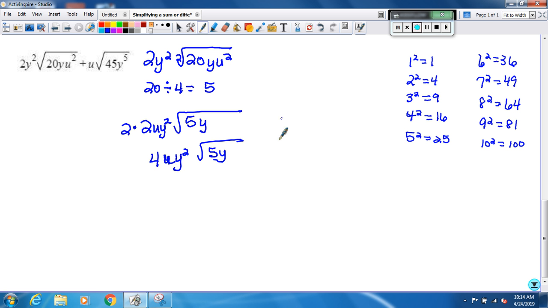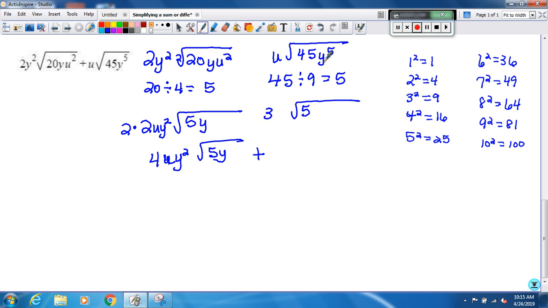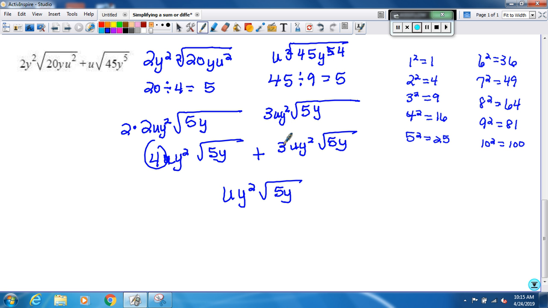Okay, and then we had a plus sign. Okay, u and the square root of 45y to the 5th. 45 divided by 9 is 5. That goes under the radical. We divided by 9, so the 3 goes out front. Okay, you got 5 y's, so you've got to leave 1 inside because that's an odd exponent. That changes that to a 4. So 4 divided by 2, we can take a y squared out. And the original problem had a u, so you just leave that as well. So that's 3u y squared square root of 5y. So we've got u y squared square root of 5y, and 4 plus 3 is 7.